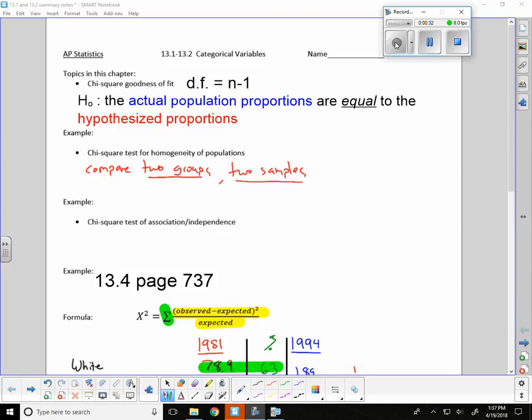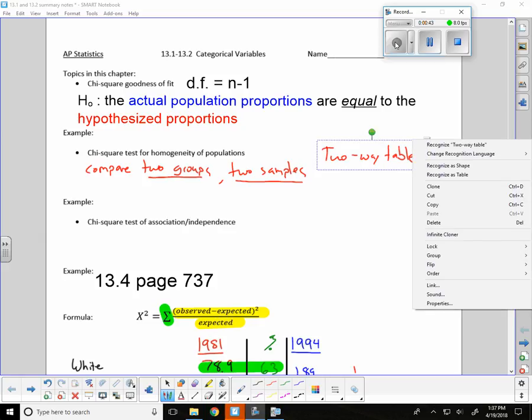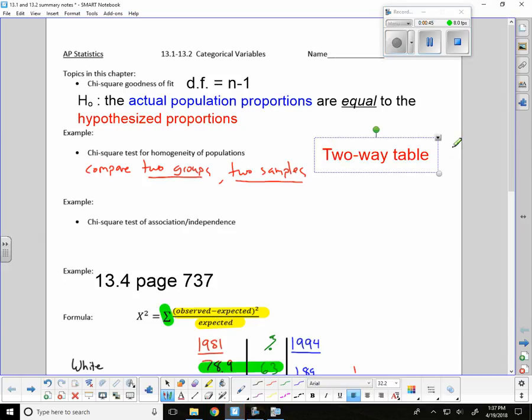All right. So we're going to use a two-way table for these. Two-way table. We're going to compare two groups, and it could be in parentheses or more. Two or more groups, yeah. And this test is going to compare to see, are those two groups significantly different from one another?